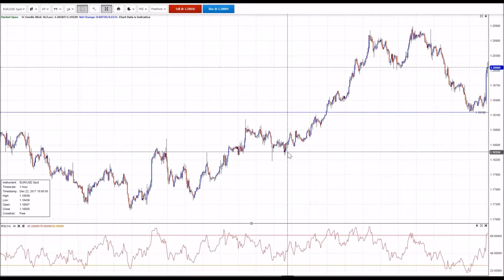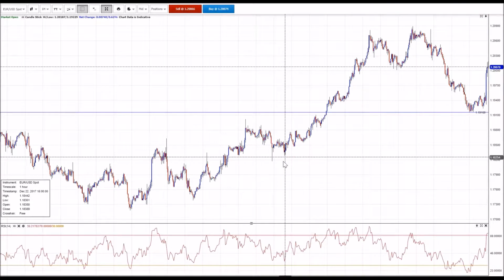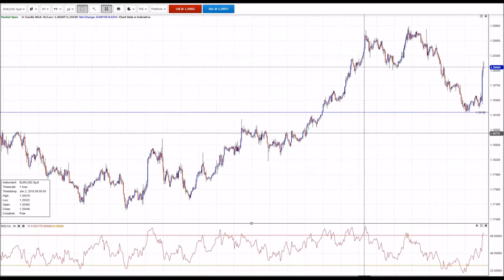We don't definitely know this trend is going to continue, but we have a definite reference point to place our stop loss, the other side of immediate support. And I think there's an even better example that's happened this week in dollar Swiss. So we'll take a look at that in a second. But I think it's interesting.